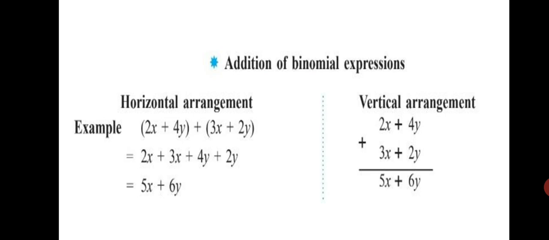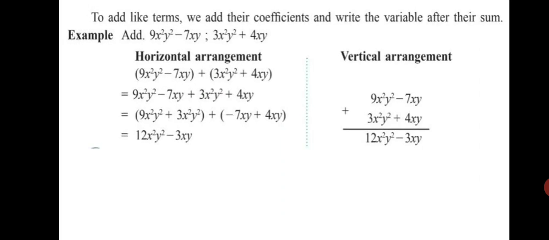In vertical arrangement, you arrange 2x plus 4y on top, below it you put the addition sign and arrange 3x below x and 2y below 4y, and then add: 4 plus 2, 6, 6y, plus 3 plus 2, 5, 5x. So 5x plus 6y is your final answer. So these are the two methods. Let us see how we can add like terms. To add like terms, we add their coefficients and write the variable after their sum.